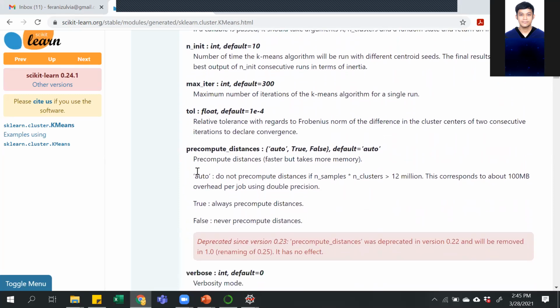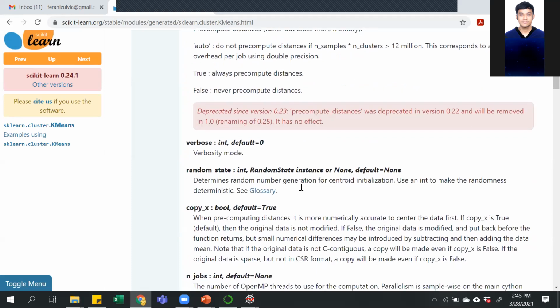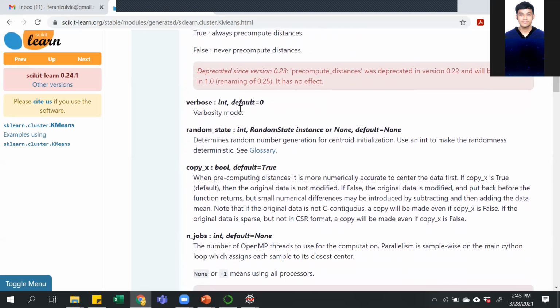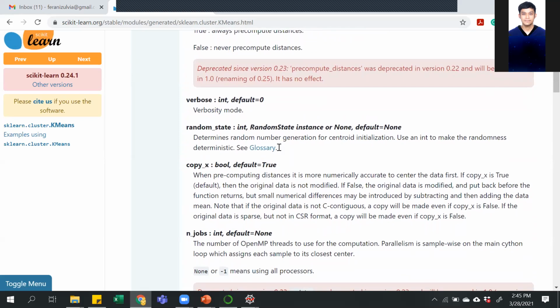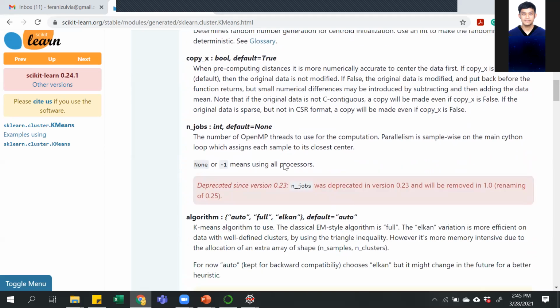Okay, and this one is precompute_distances. Let's see, precomputing distance is faster but takes more memory. Auto means do not precompute distance if n_samples is large. Okay, honestly I never use this. Verbosity mode, I also almost never use this. Random state controls the random seed. Usually I skip this one, and this one too.